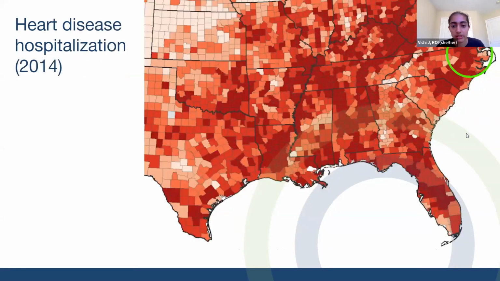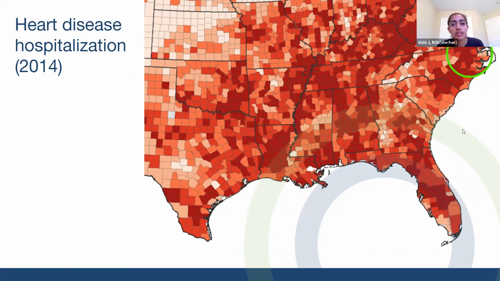Pull up another map. This is heart disease hospitalization, so health indicators. Again, Eastern North Carolina here in the green circle, part of a swath of rural counties across the South that struggle the most. If we had a map showing natural disaster prevalence, you might notice a similar pattern.